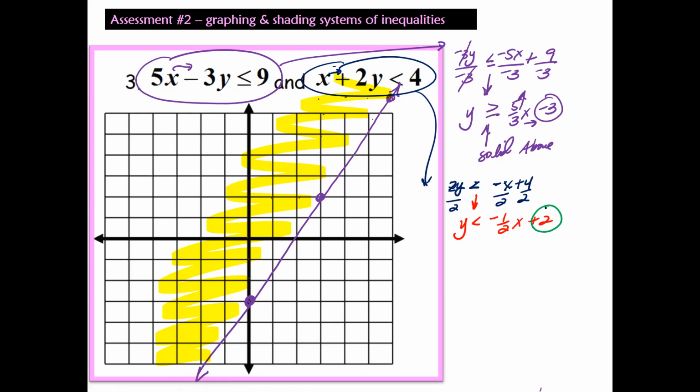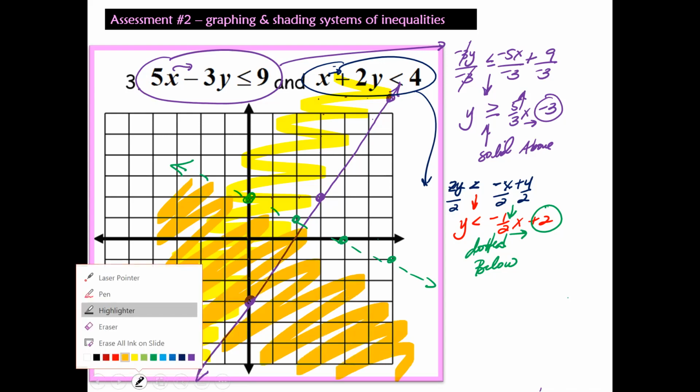You're going to graph this by starting at 2. Then you go down 1 over 2, down 1 over 2, down 1 over 2. This one is going to be a dotted line because there is no equal sign. And it's not eating the letter Y, so you're going to shade below. Dotted line. And go ahead and shade below.